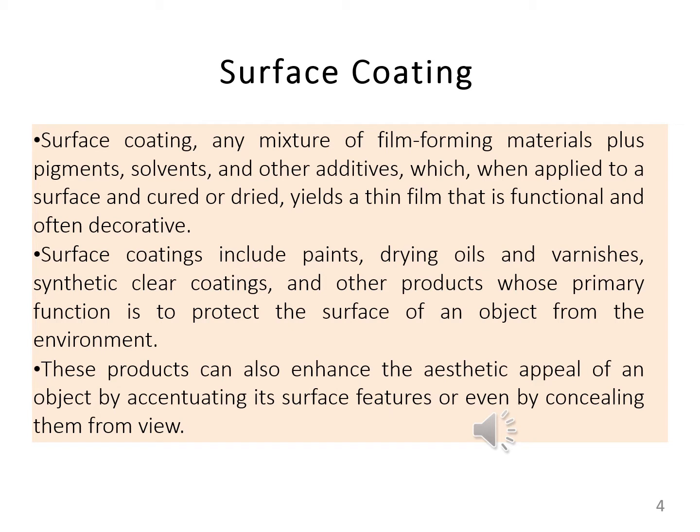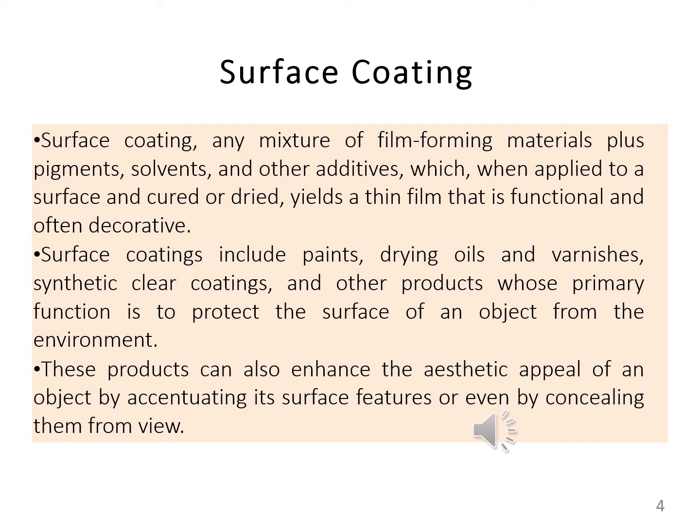Surface coating. What is surface coating? What is its use and which materials are included in the surface coating? Surface coating: any mixture of film forming materials plus pigments, solvents and other additives which when applied to a surface and cured or dried yields a thin film that is functional and often decorative.